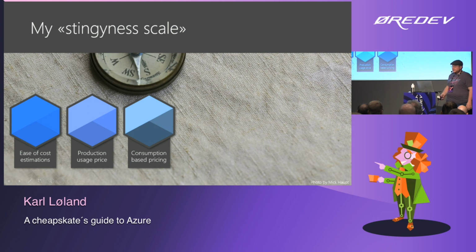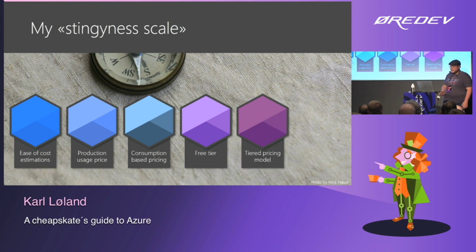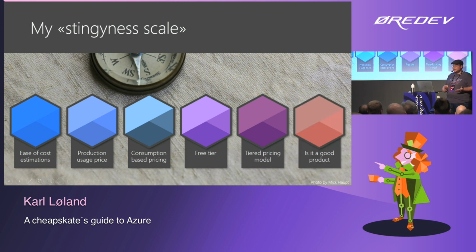I then check to see if the service has a consumption-based pricing model. And then I see, does it have a free tier? And can that free tier be used for small users or just development and testing? And I check if it has a tiered pricing model. And lastly, I check if the product is any good. Does it solve all my needs? And/or does it come with unnecessary bells and whistles that often imply extra costs?